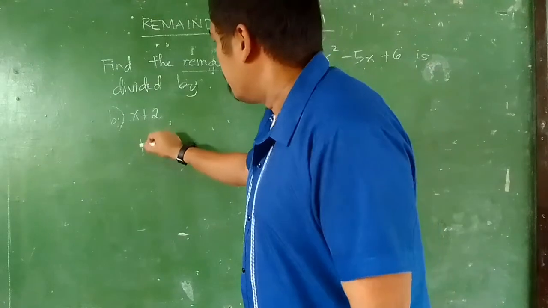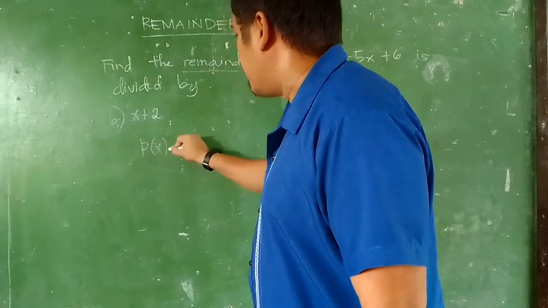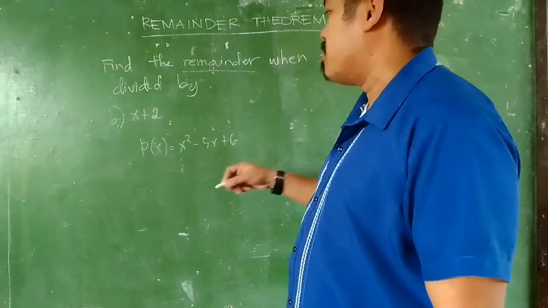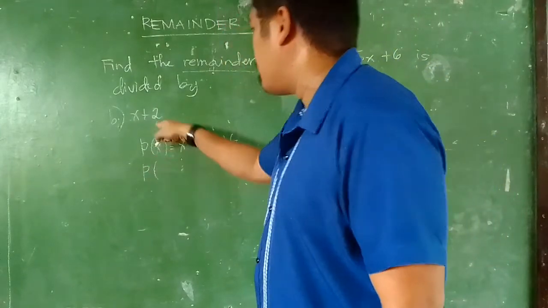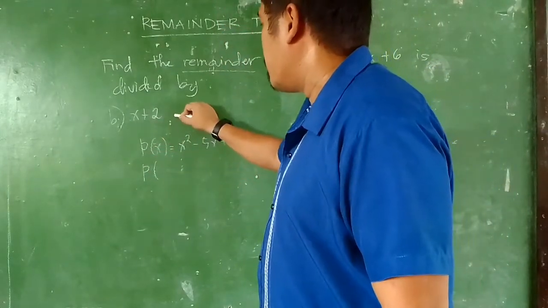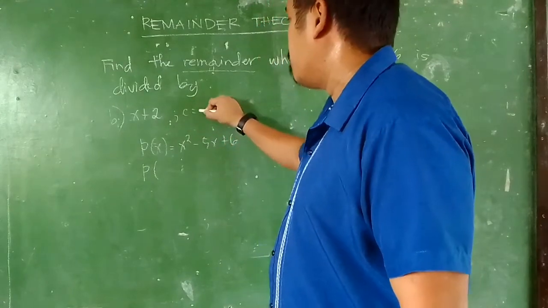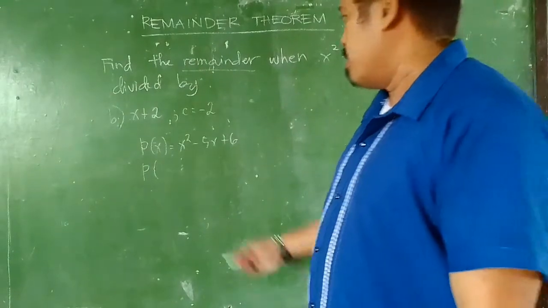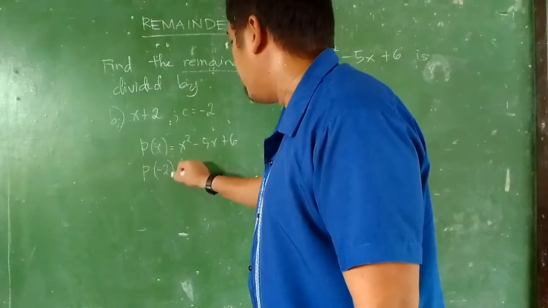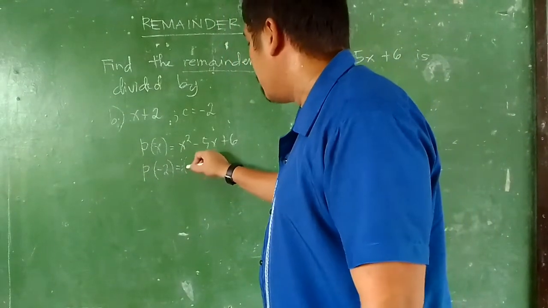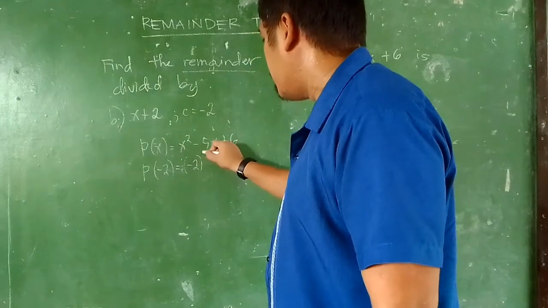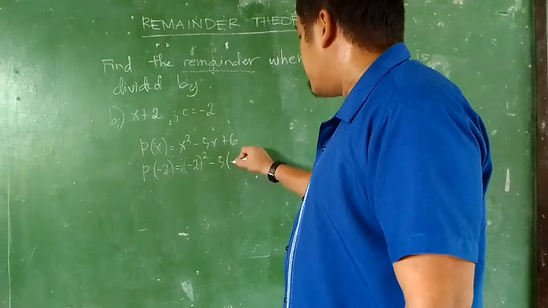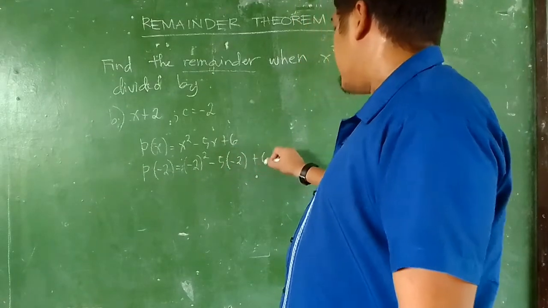So, from your P of x equal to x squared minus 5x plus 6, let me consider your c here, which would now be equal to negative 2. So you just change the symbol. So P of negative 2 would now be equal to, substituting the values or evaluating it, negative 2 squared minus 5 times negative 2 plus 6.